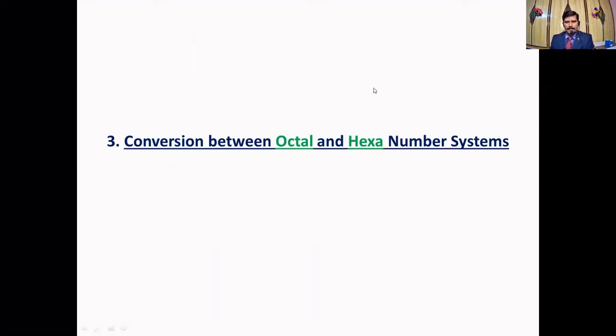Suppose a number is given in octal, and we need to convert it to hexa. So what is the formula we know? First, from the octal, we need to convert it to binary using 3 bits, and from that to hexa using 4 bits. That's all. So let us see.